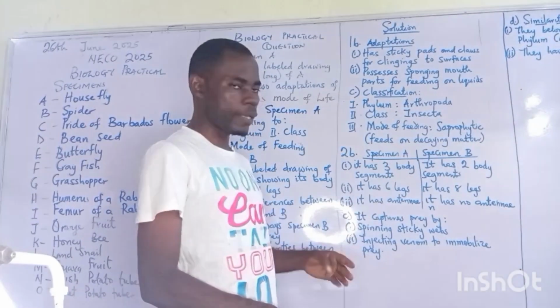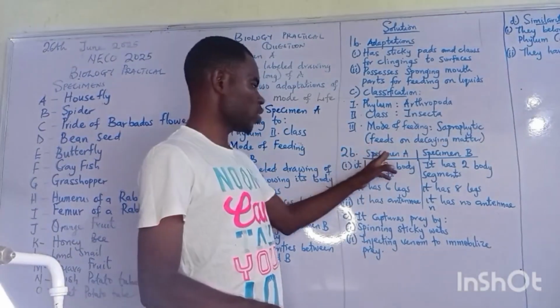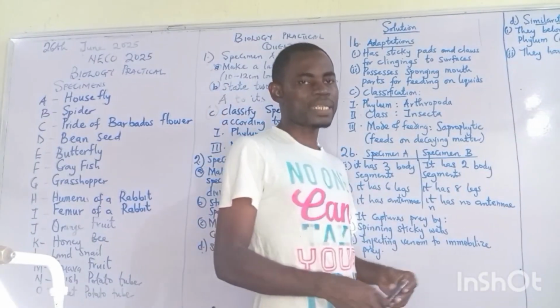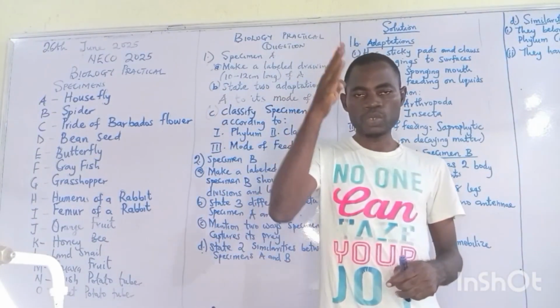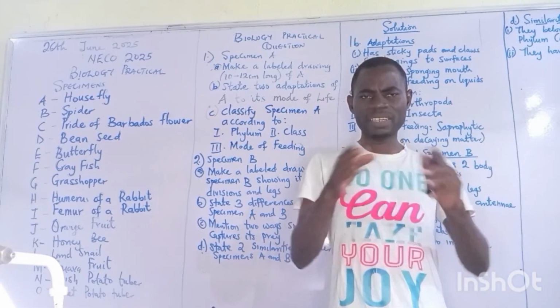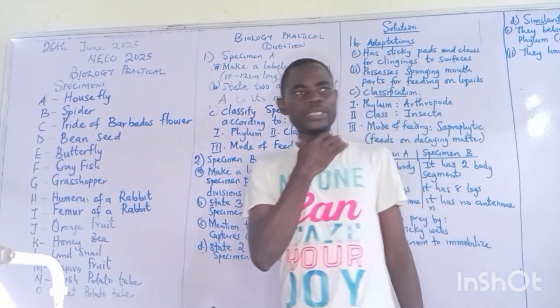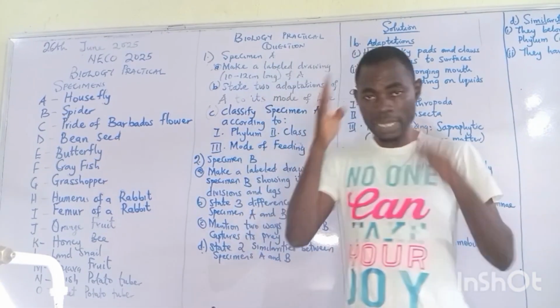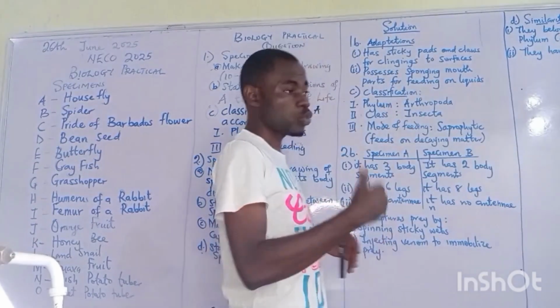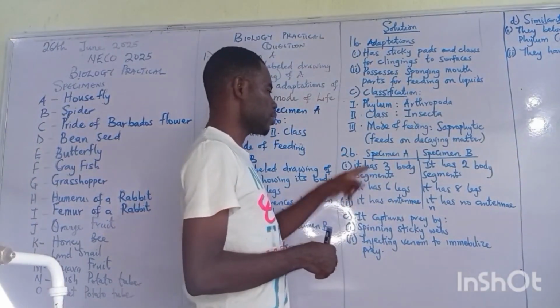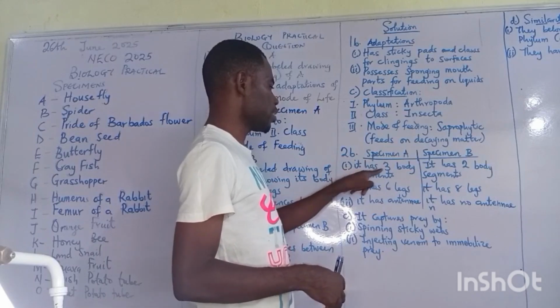I take it again. The differences between specimen A and specimen B in biology, anytime they ask you to differentiate, you tabulate. Let me even say in science generally, whenever you have to differentiate, you tabulate. That is, you draw your table to separate them. You don't use prose in science. So now specimen A has three body segments.